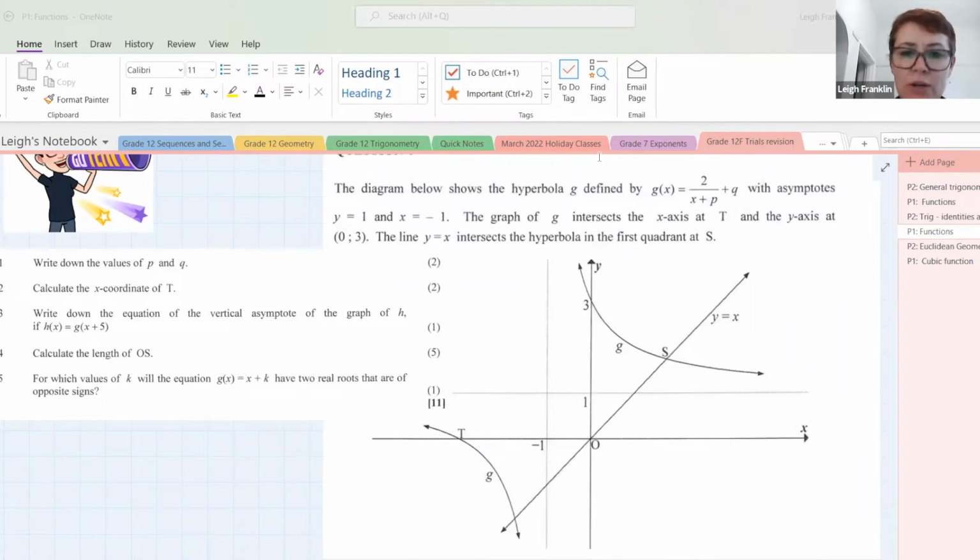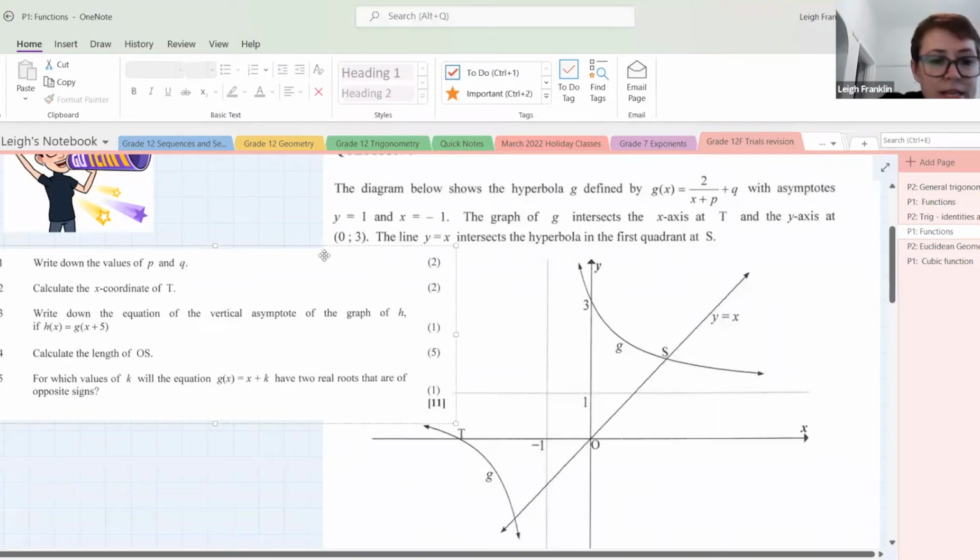Okay, so this question says, the diagram below shows the hyperbola G defined by g of x equals 2 over x plus p plus q, with asymptotes y equals 1 and x equals -1. The graph of G intersects the x-axis at T and the y-axis at 0 and 3. The line y equals x intersects the hyperbola in the first quadrant at S. So the straight line is the line y equals x, and the other function that's sketched there is G.